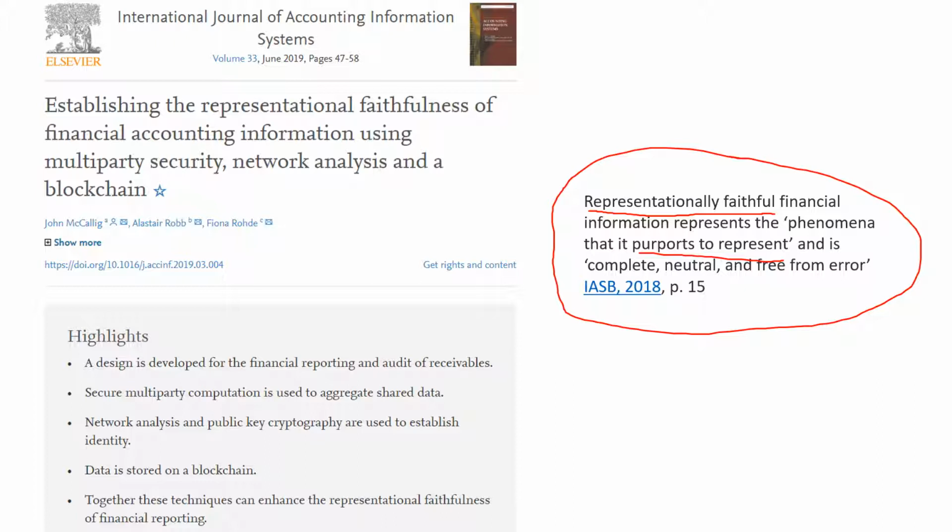The aim of the paper is to produce a design, so it's a design paper for the financial reporting and audit of receivables. So it is limited in scope to the receivables area of financial accounting. Receivables are the obligations that other entities have to the entity that you're dealing with.